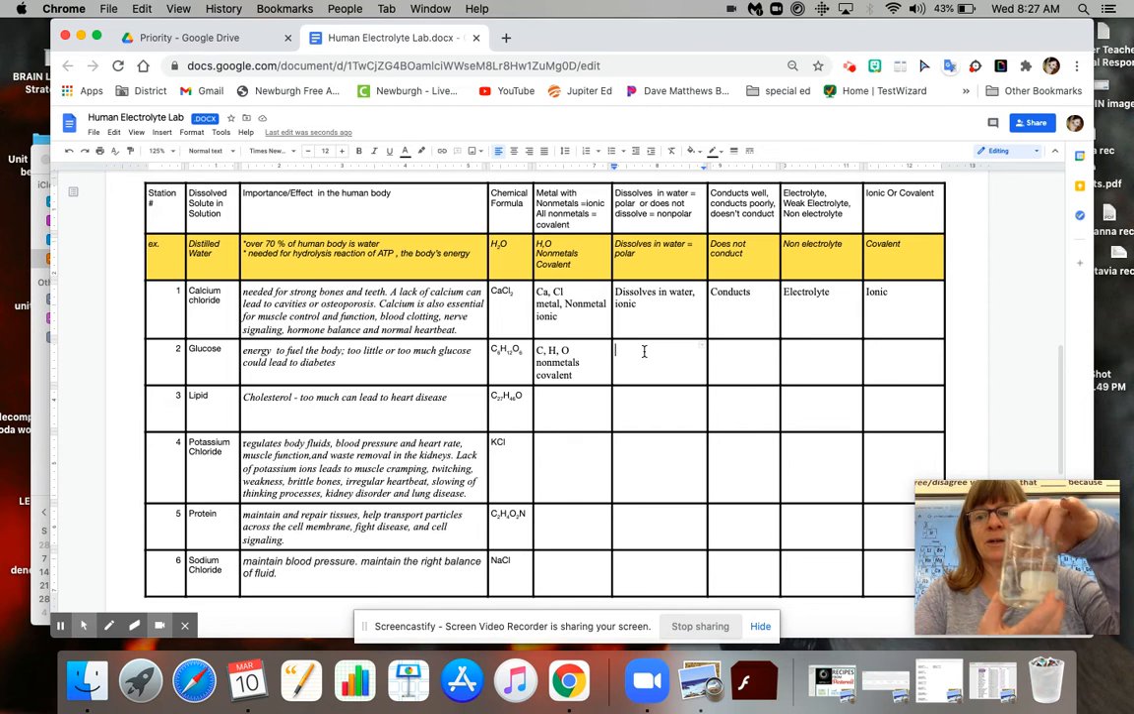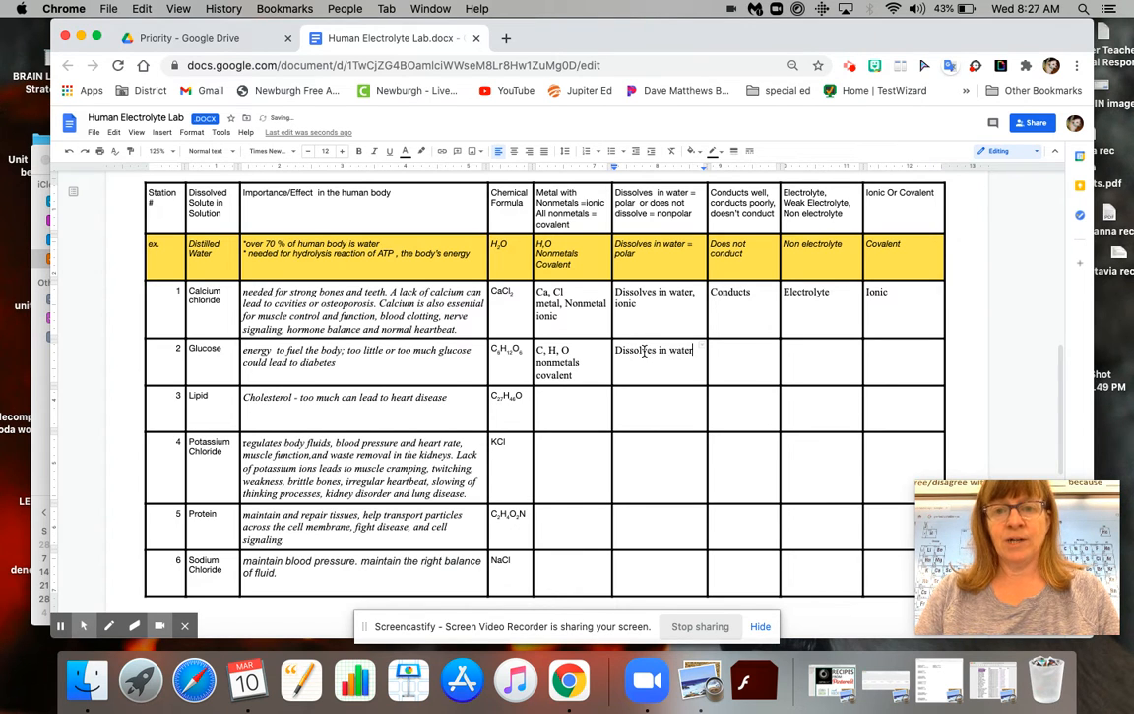Okay. I have glucose here in the water. You can see it dissolved. There's nothing left. It's completely evenly mixed and dissolved. So dissolves in water. And this one is covalent because it's all nonmetals. Let's see if it conducts. I got my conductivity tester. Let me make sure. Okay. It's not conducting. You see that? It's not lighting up.